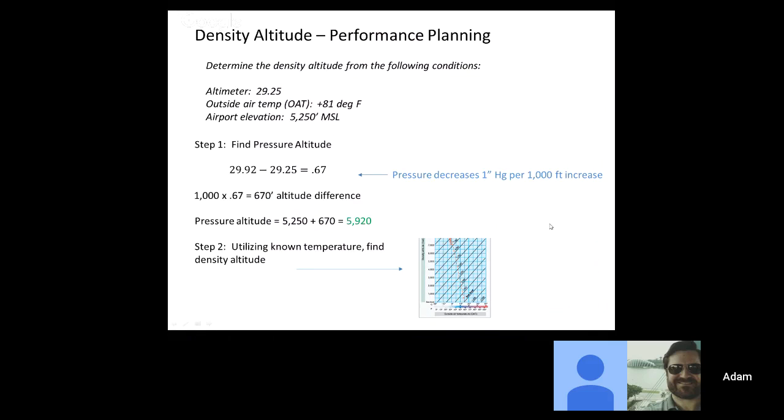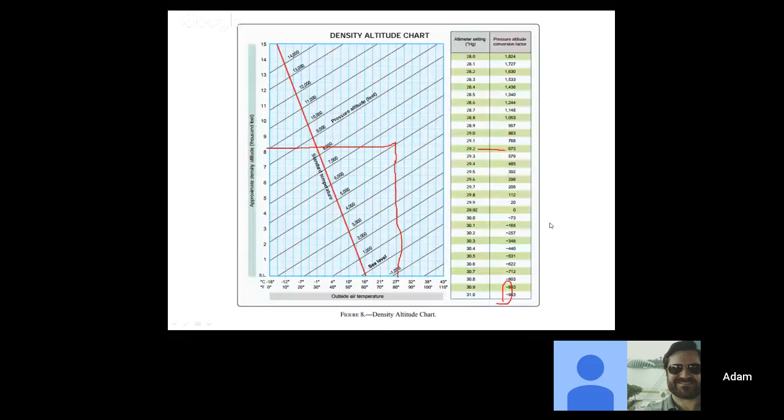All good? Okay. All right, so that's density altitude. Now, of course, there's flight computers and there's online tools for flight, you name it. But again, you're going to want to know how to do the math, the tabular method. You're going to want to be able to do it this way for the written test and for the flight test.